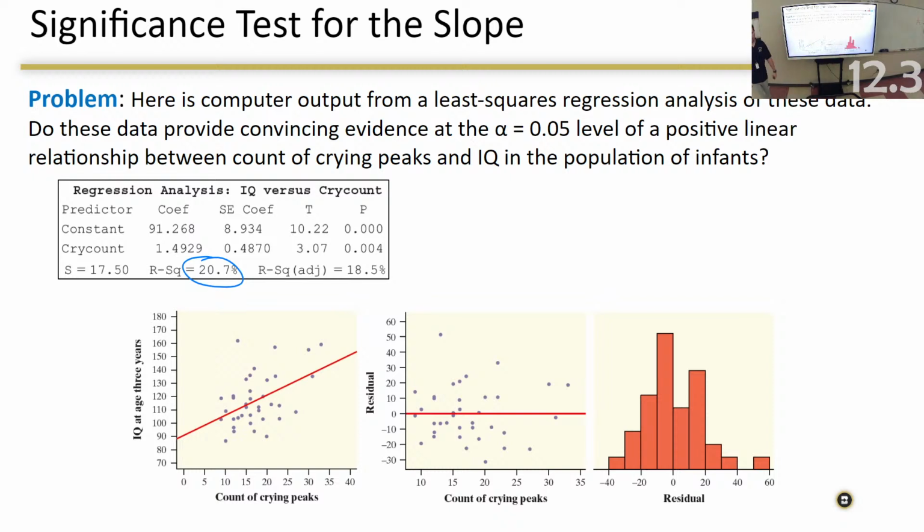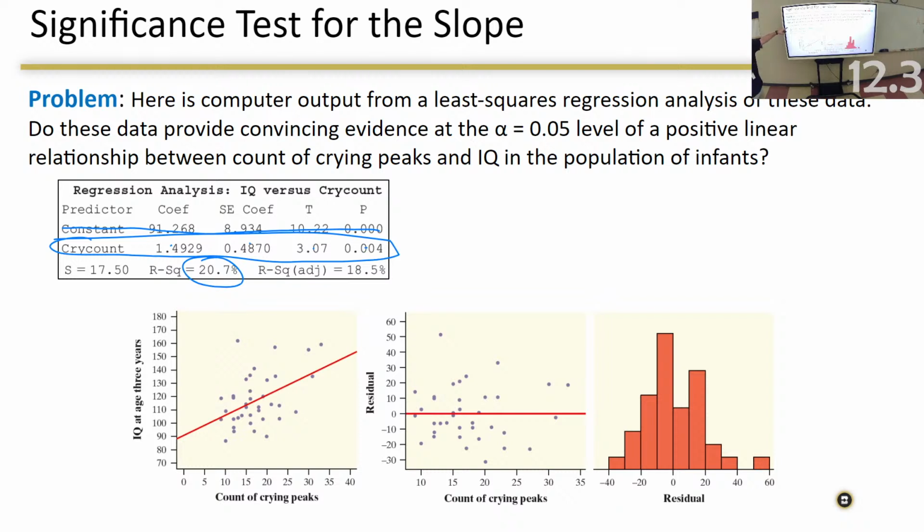Again, you're going to have to know that for your homework, and that's it. I'm not going to ask you that on the test. Here's the important stuff. I don't care about the constants. Here I care about the cry count. Here's my slope. Here is the standard error. There's the T critical value, and there's the P value. I don't think I'm going to have to do much at all.